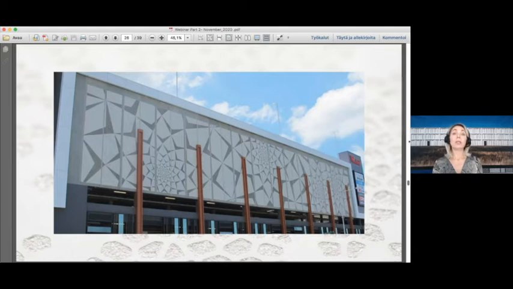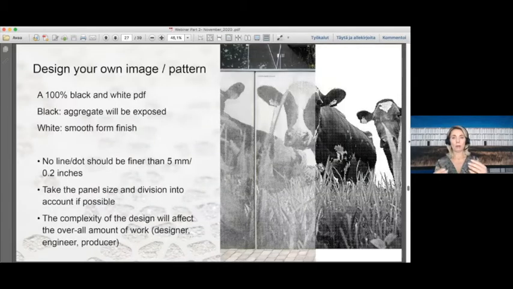When you design your own image or pattern, you should remember that we work with on and off, exposed or not. So in your image, you should have black and white. Black is exposed, white is the smooth. You can see here on these cows, you can see the concrete that was cast, and you can see the original image next to it. We work a lot with gray tones, but still it's good to remember that it's always just black or white. So the gray tones come because depending on the density of the dots or the size of the dots, you will have all these gray tones. But in your original that we get from you, we can have only 100% black or 100% white.